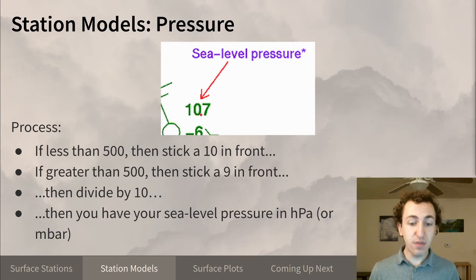And then you have your sea level pressure in units of hectopascals, or equivalently millibars. So for instance, this example, since 107 is less than 500, that means we have to stick a 10 in front. So 1010, divide by 10. So, or equivalently, move the decimal point. So we have 1010.7 hectopascals, or millibars. So that's your sea level pressure for this station.